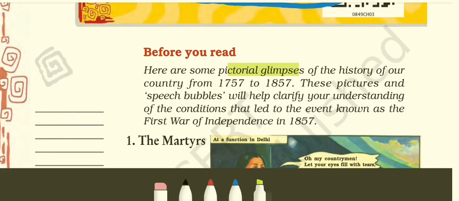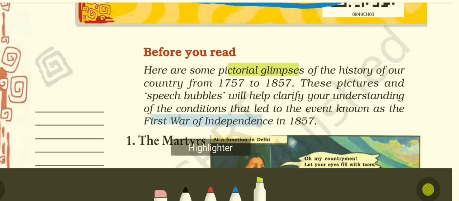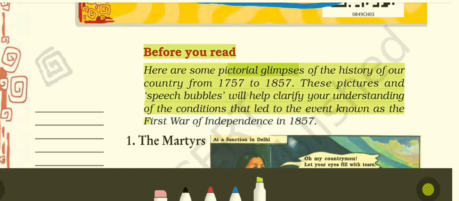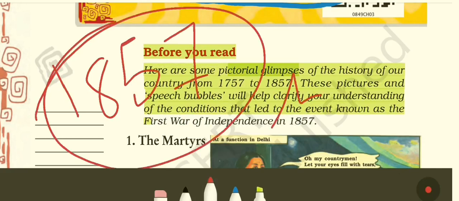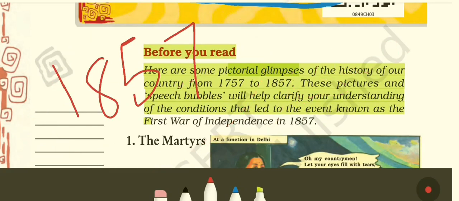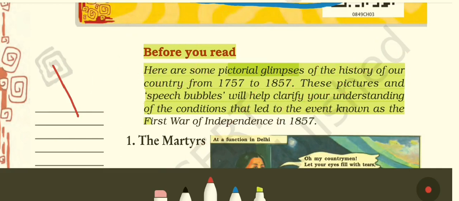So there is a very famous event by the name First War of Independence that took place in the year 1857. Okay, in the year 1857, India's first war of independence took place. So today, right here, we are going to learn about that account. Okay, so let's see, what is it?